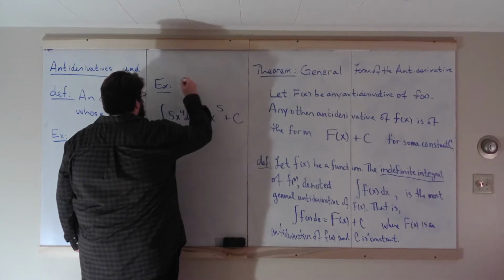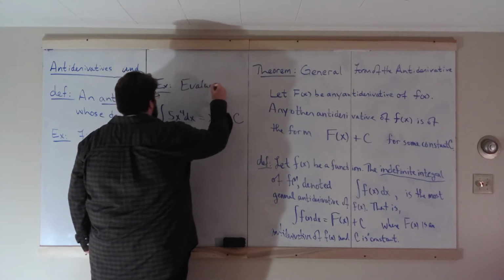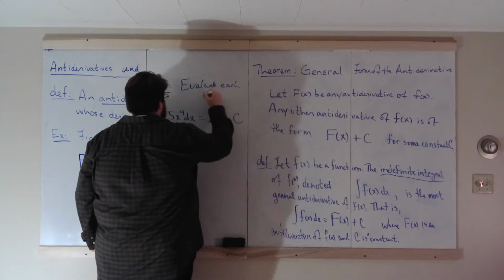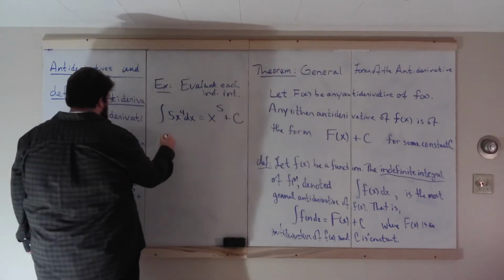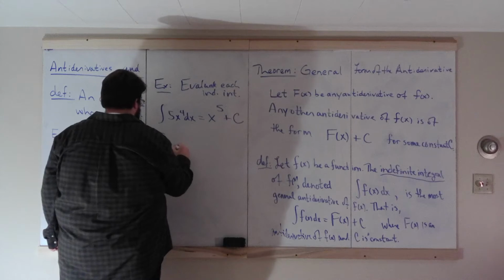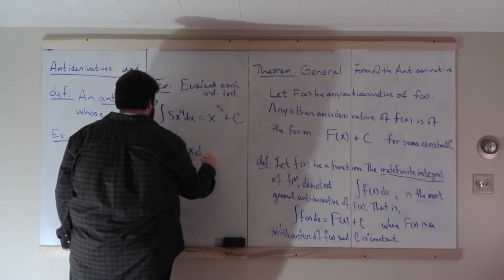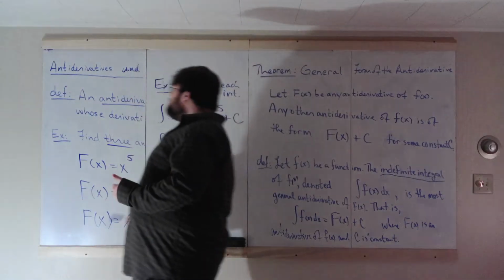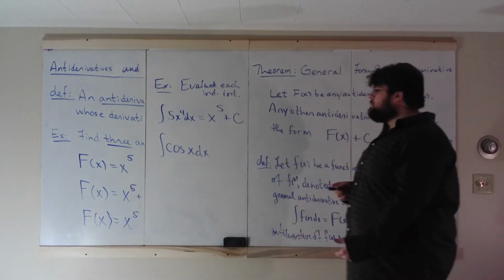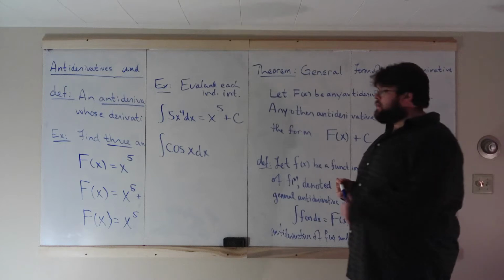This example should have directions: evaluate each indefinite integral. Well, there's one. What about the integral of cosine of x dx? For the first one, we needed a function whose derivative was 5x to the fourth. For this one, we need a function whose derivative is cosine.